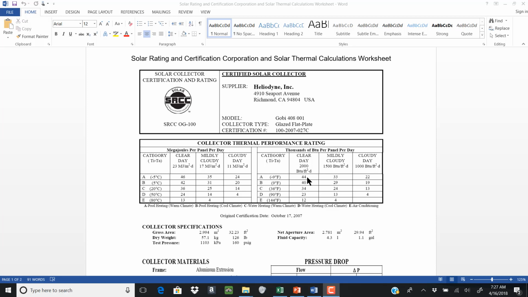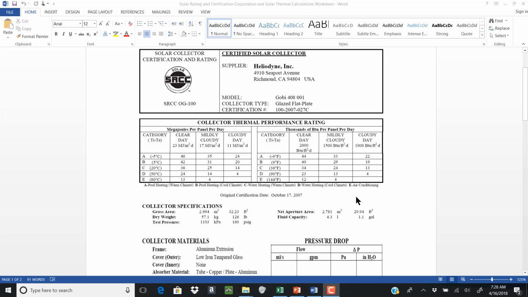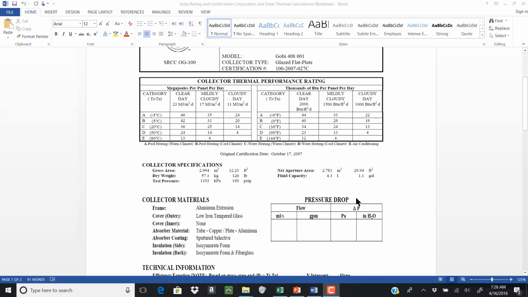We have about 44,000 under this first condition, and down to 144 degrees Fahrenheit difference, we have about 12,000 BTUs per panel per day. Over here on a cloudy day, it doesn't even give us anything for the 144 degree temperature difference. It does for a 90 degree temperature difference, and it's 4,000 BTUs per panel per day. We can find better information to use.